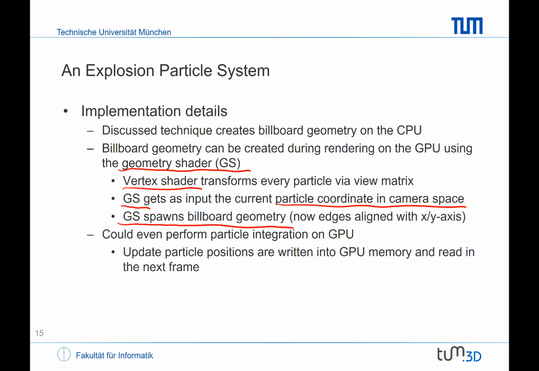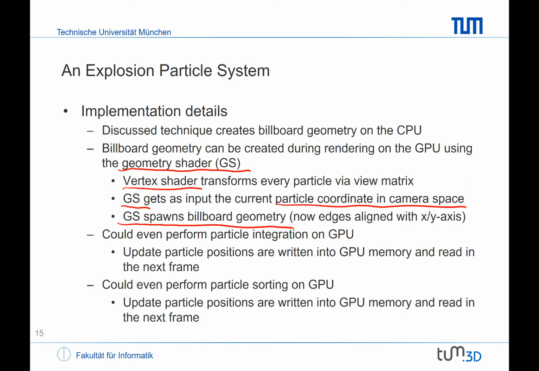We could even perform the particle integration on the GPU, the change of the particle positions and velocities over time. Therefore, we would just store the particle positions in a GPU memory segment, and then in every frame, we would use the stored values in order to compute updated quantities, and we would simply rewrite these quantities into another GPU memory resource, so that it then can be used in the particle explosion system.